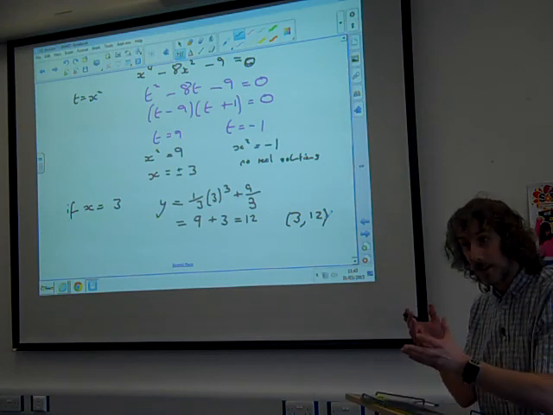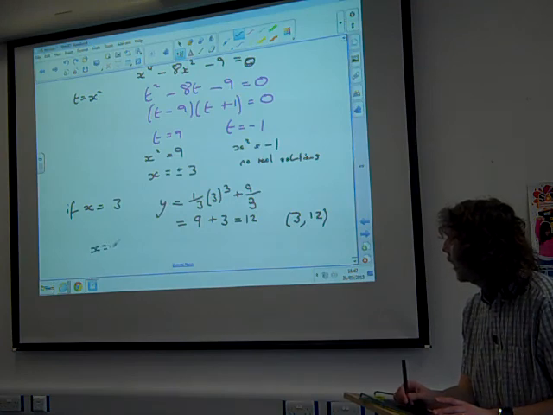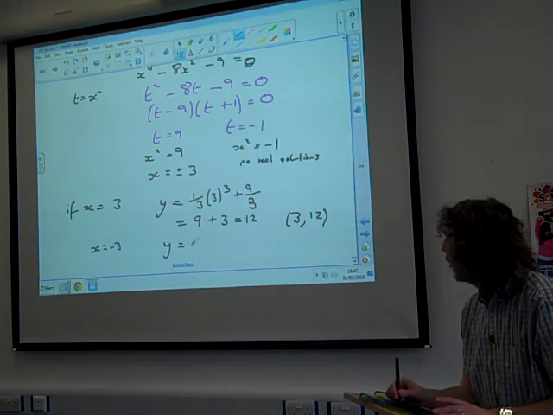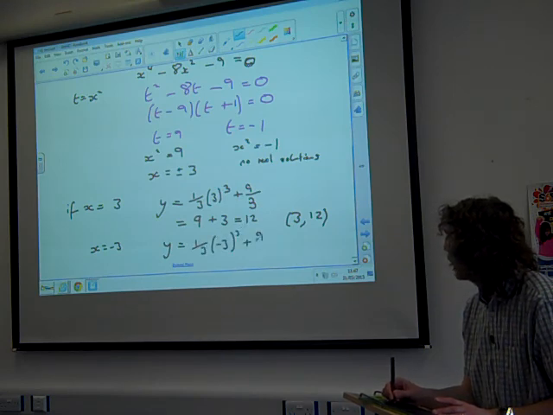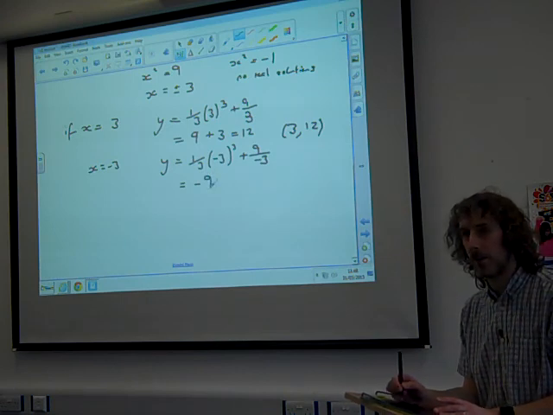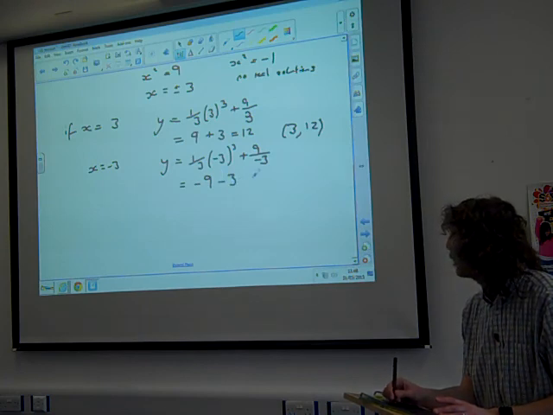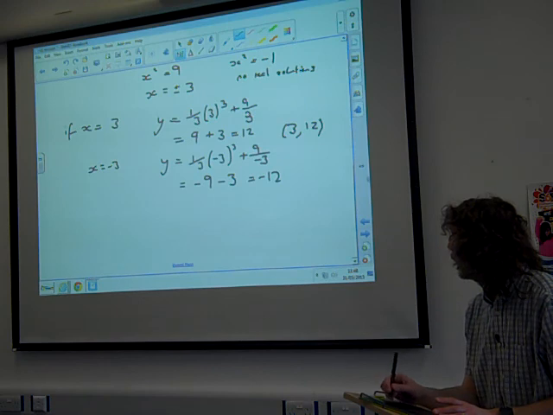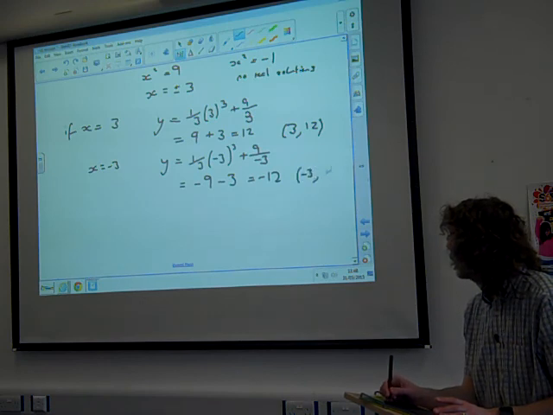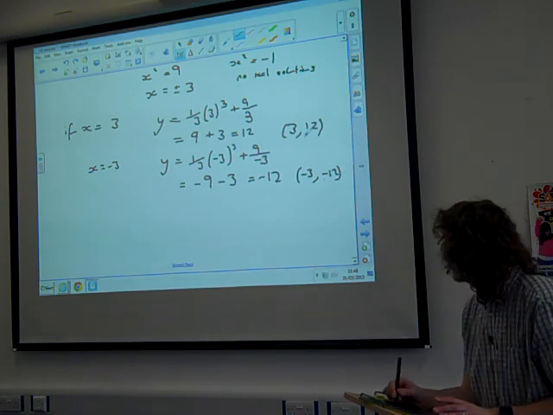It's so easy, isn't it, to make the little mistakes at the end of your paper. x equals minus 3. We get y equals a third of minus 3 cubed plus 9 over minus 3, which gives us minus 9. Minus 3 cubed plus minus 27 over 3 is minus 9. Take away another 3. So we get minus 12. So our other solution was minus 3, minus 12. And there we are. They were the two coordinates.